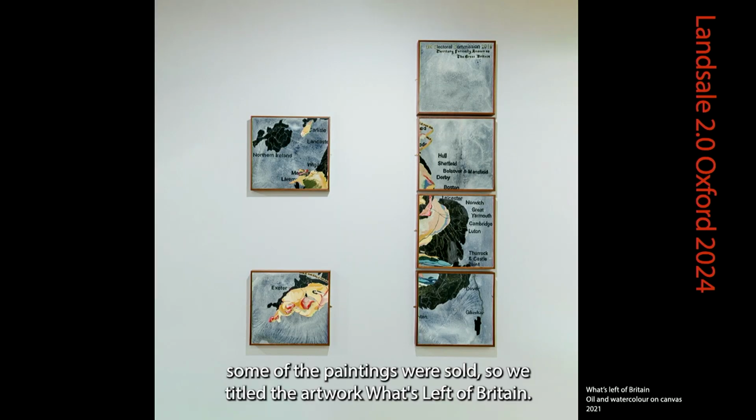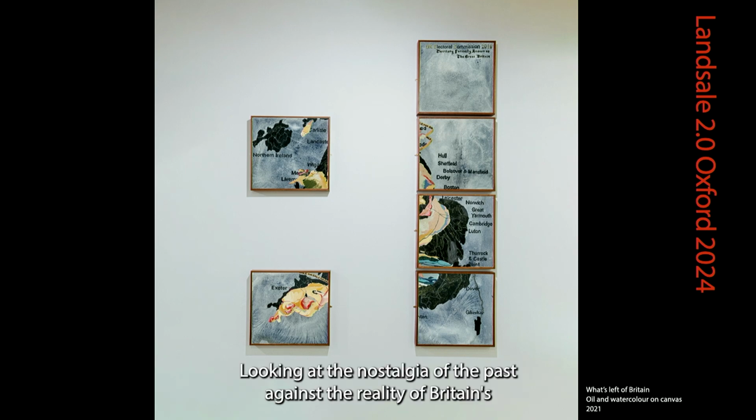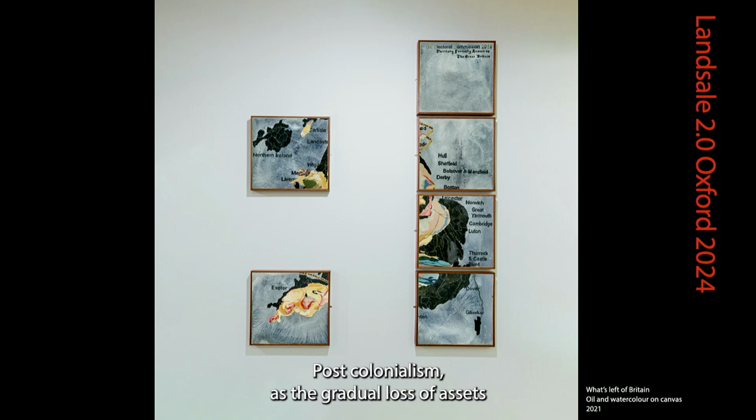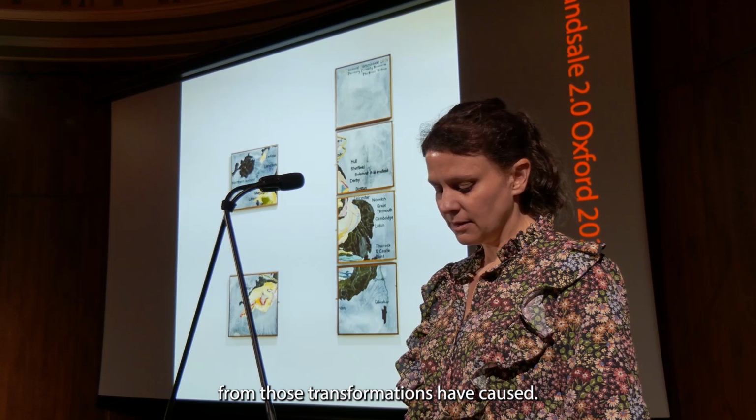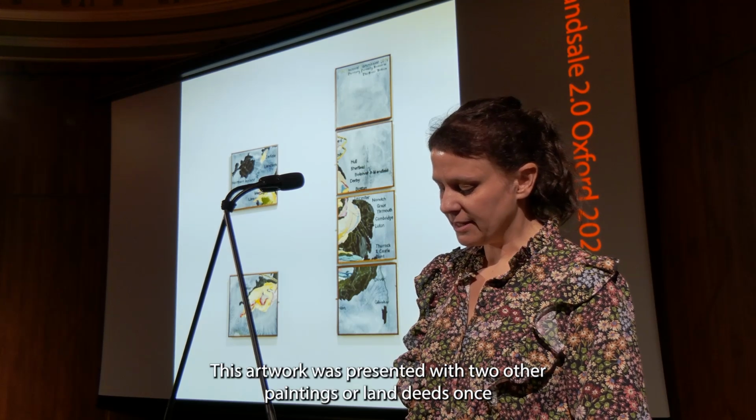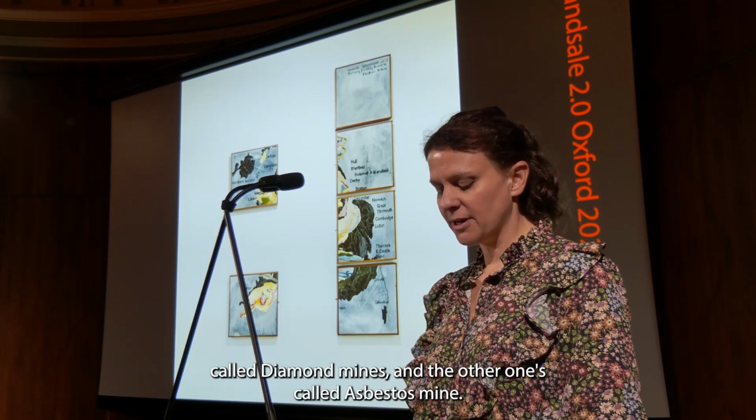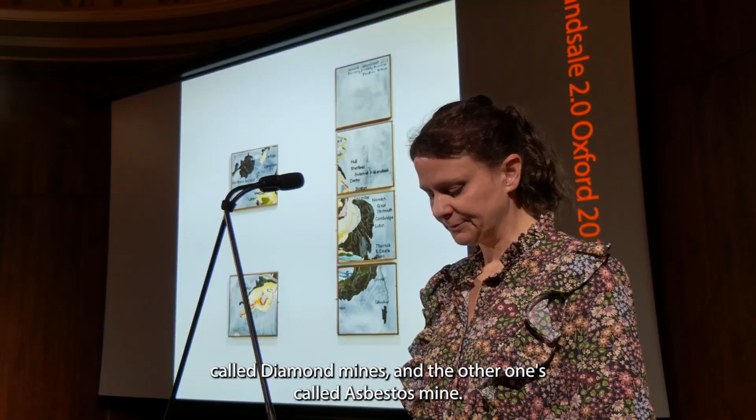Some of the paintings were sold, so I retitled the artwork What's Left of Britain, looking at the nostalgia of the past against the reality of Britain's post-imperialism, post-colonialism, as the gradual loss of assets from those transformations have caused. This artwork was presented with two other paintings or land deeds. One's called Diamond Mines and the other one's called Asbestos Mines.